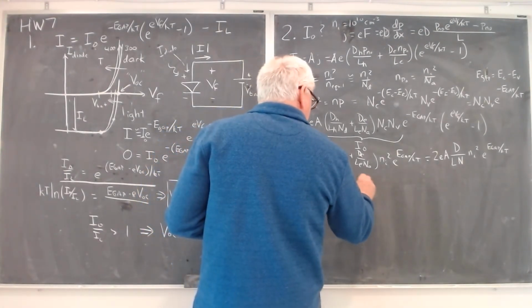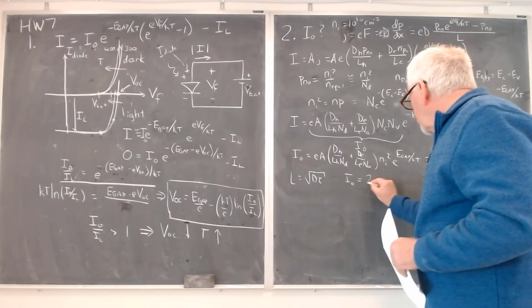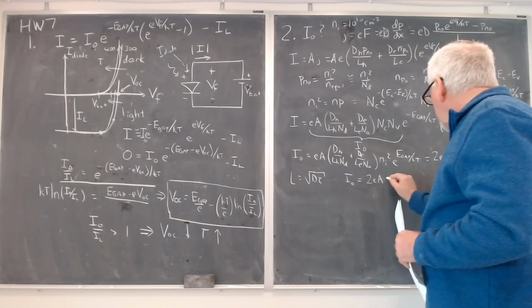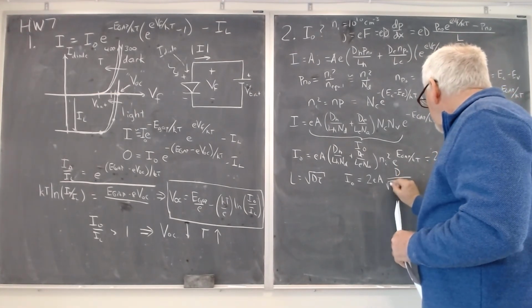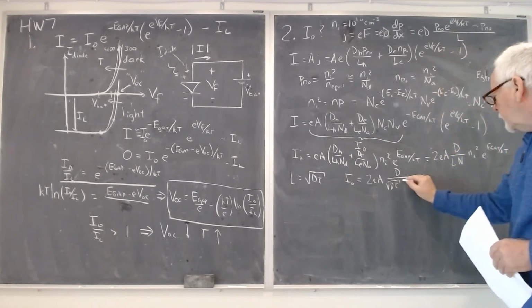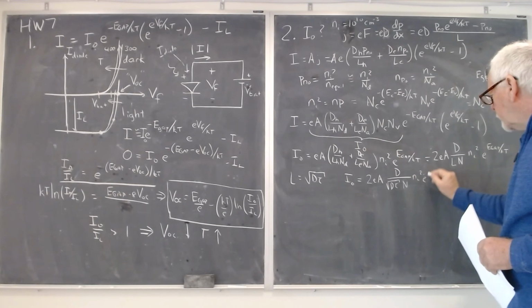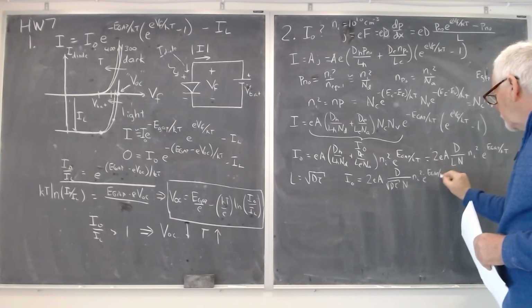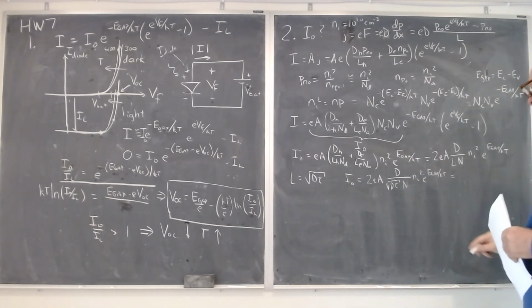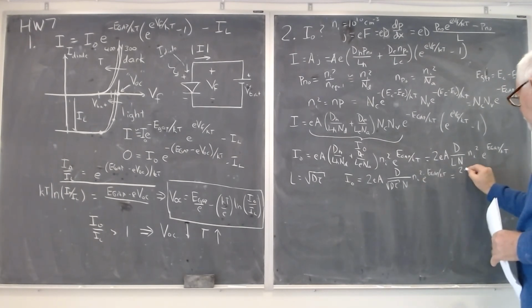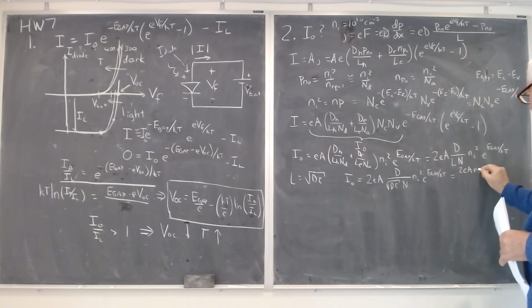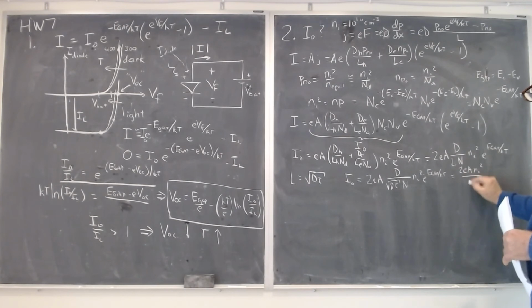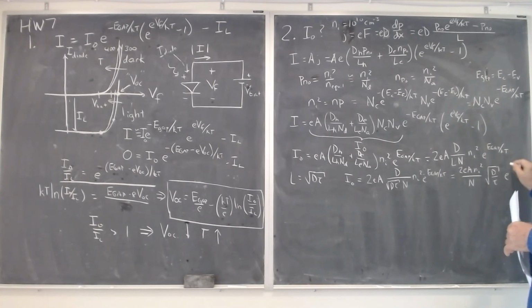So I naught is then equal to 2EA D over square root of D tau N and Ni squared e to the E gap over KT. Okay, it's just sort of bringing things together. Then collecting everything: 2EA Ni squared over N, times the square root of D over tau, times e to the E gap over KT.